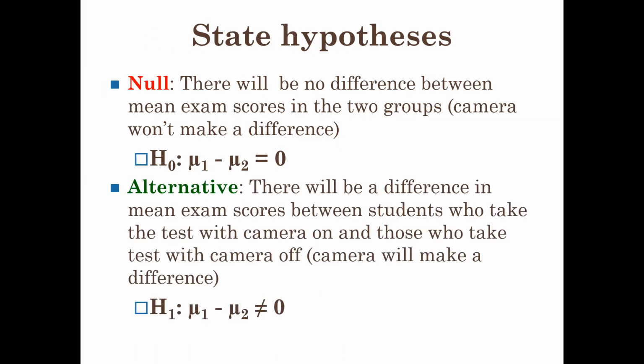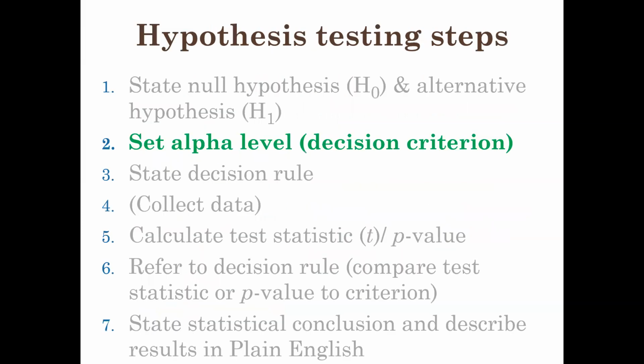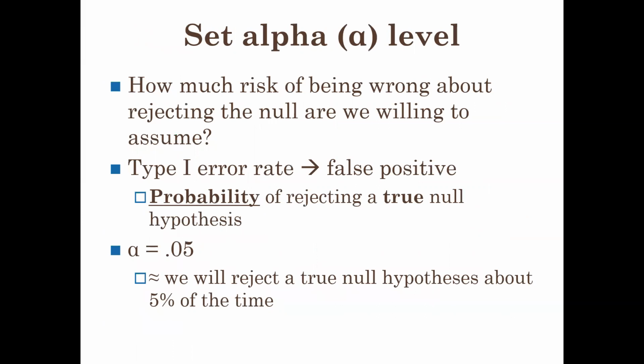Our alternative is that there will be a difference in mean exam scores between the 2 groups. The camera will make a difference. We write this out, non-directional hypothesis, as mu1 minus mu2 is not equal to 0. Our next step is to set the alpha level, or our decision criterion. This just refers to how much risk of being wrong about rejecting the null are we willing to assume. Okay, this refers to the type 1 error rate. How likely are we to make a false positive or reject a true null hypothesis? The standard in behavioral sciences is setting the alpha level at 0.05.